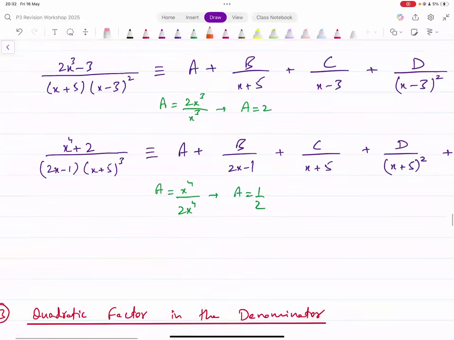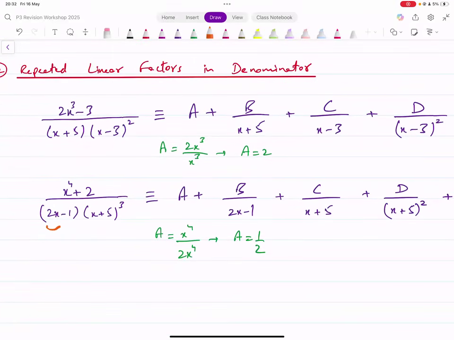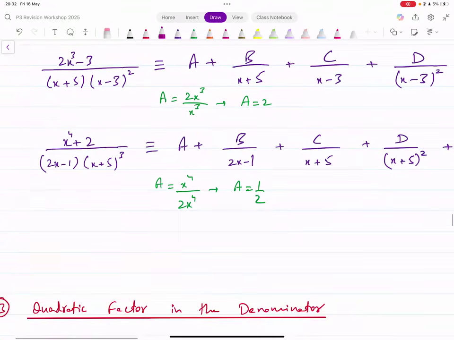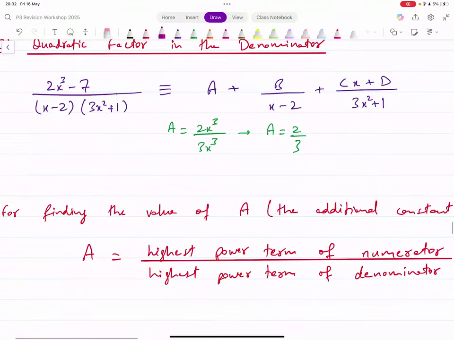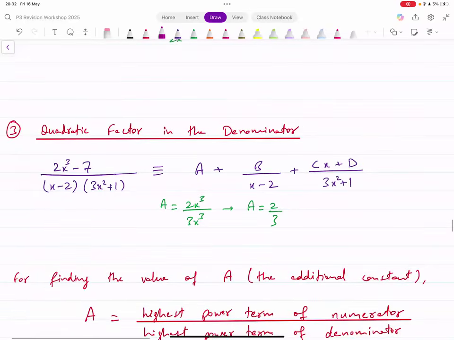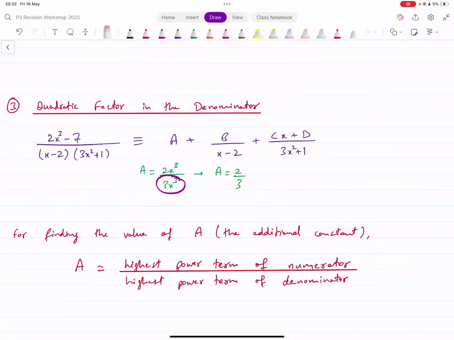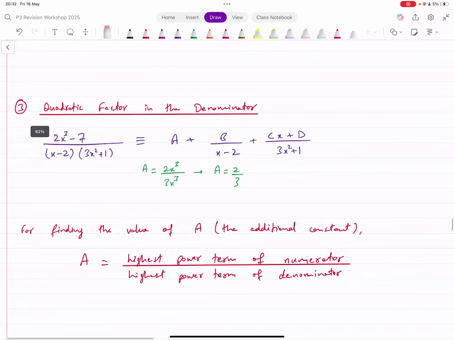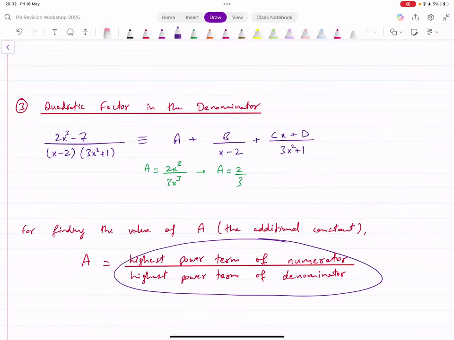Similarly here, this is x to the power 4 in the numerator, 2x raised to power 4 in the denominator. The value of a turns out to be 1 over 2. In this case, it's 2x cubed in the numerator, 3x cubed in the denominator, a equals 2 over 3. So how do you find the value of a? It's just the highest power term of the numerator divided by the highest power term of the denominator.